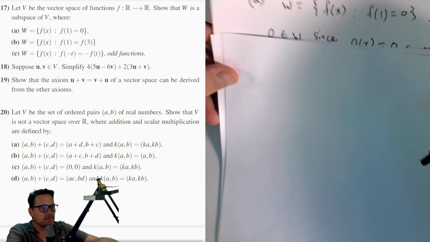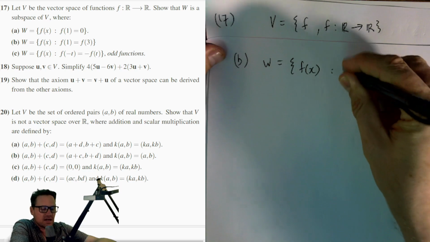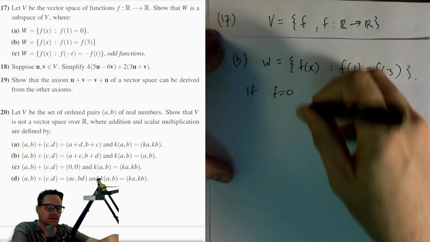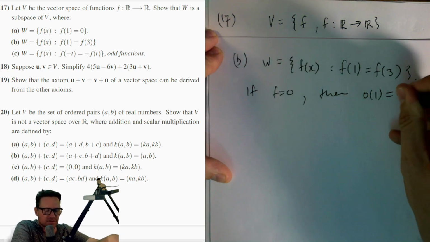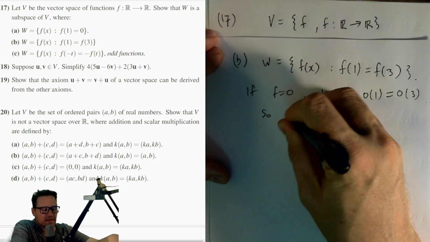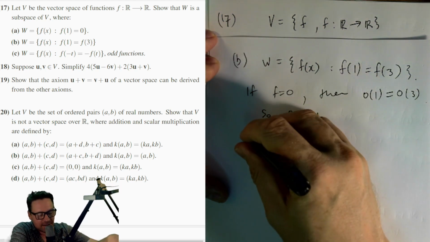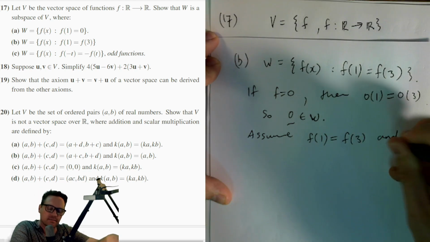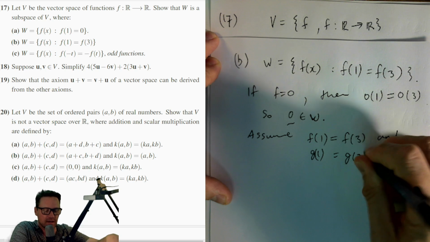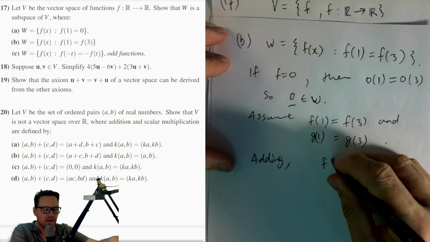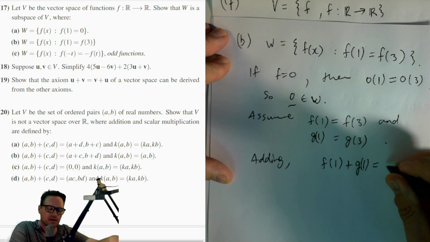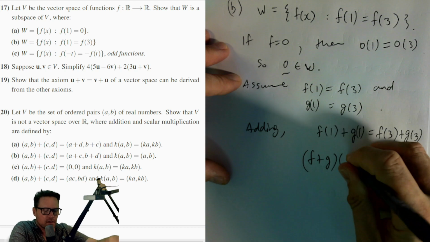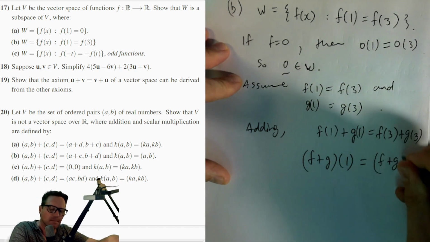Okay, now part B, W is the set of all functions f such that f of 1 is equal to f of 3. So if f is the 0 function, then 0 of 1 is equal to 0 of 3. And so we see then that 0 is in W. Okay, next assume that we have f of 1 equal to f of 3 and g of 1 equal to g of 3. So then adding these two together, f of 1 plus g of 1 is equal to f of 3 plus g of 3. And so that is f plus g acting on 1 is equal to f plus g acting on 3.